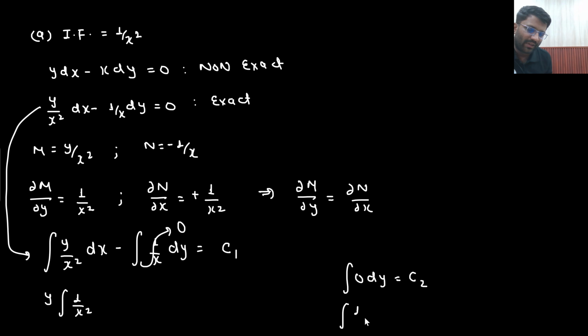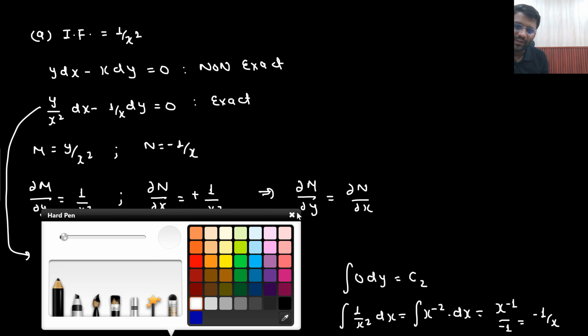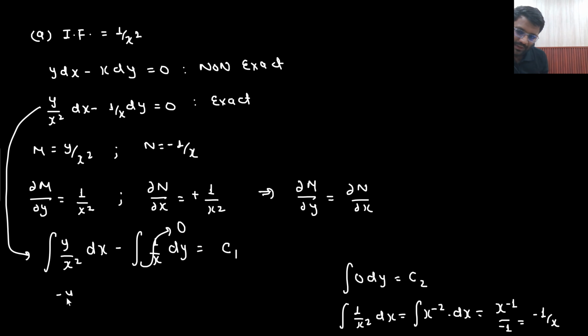What is the integration of 1 by x square dx? That is x to the power minus 2 dx. That would be x to the power minus 1, that is minus 1 by x. So here what you will be getting? y, you take aside, minus y by x. This will come out to be minus c2 equals to c1.